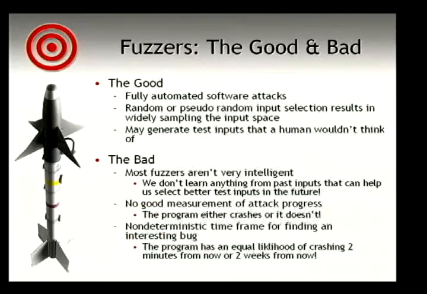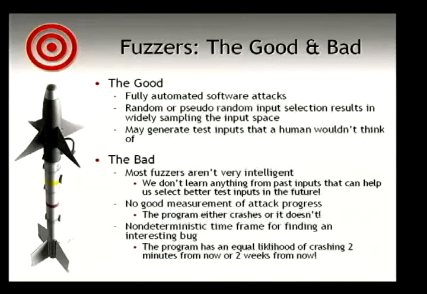Fuzzers are good tools. They've been used to find a lot of vulnerabilities, but they're kind of a double-edged sword. There's good points and bad points. The good point is the fact that fuzzers are fully automated software attack tools. They don't really require much human intelligence to drive them. Also, the random or pseudo-random input selection results in fairly widely sampling the input state space, and they may generate inputs that a human might not think of.